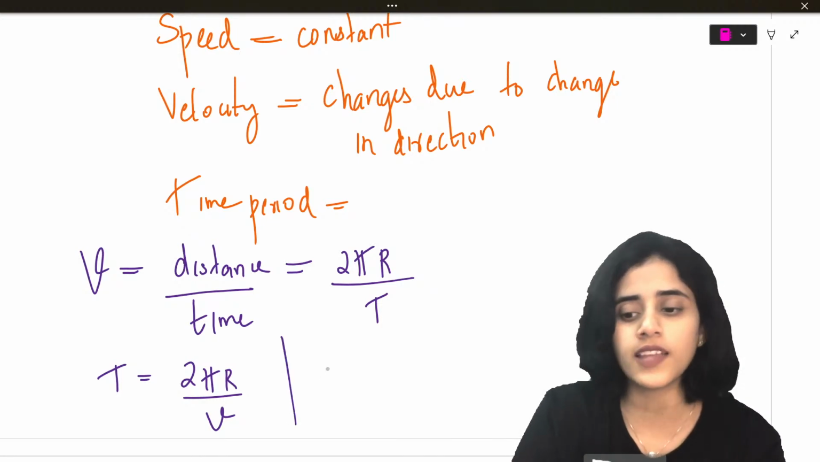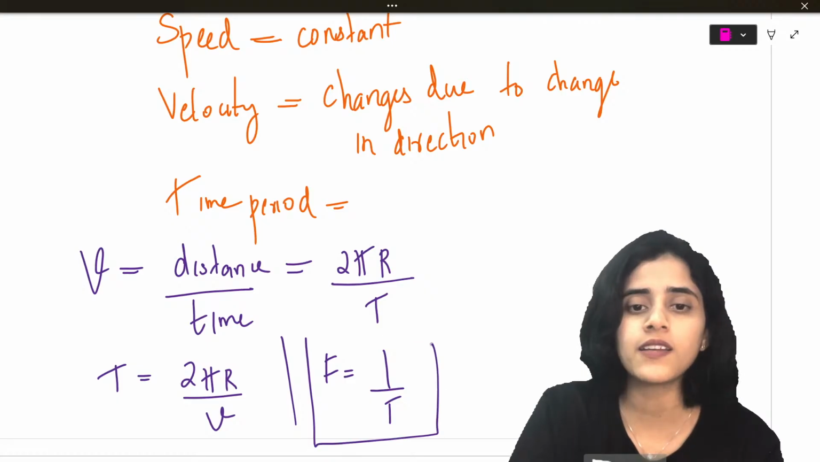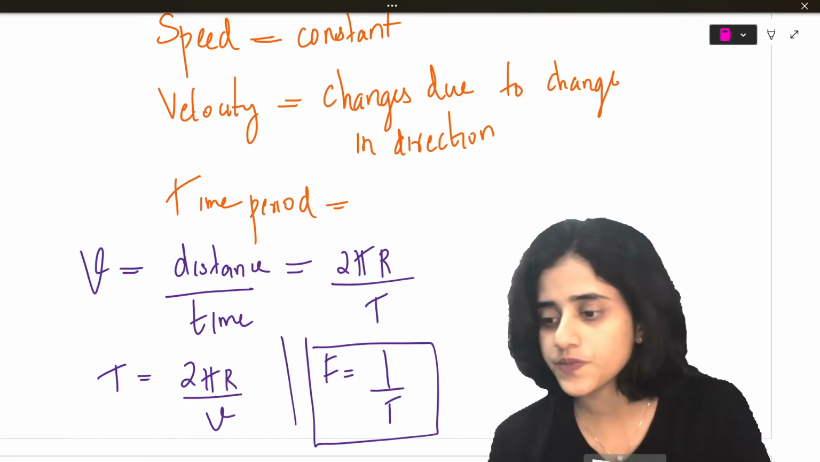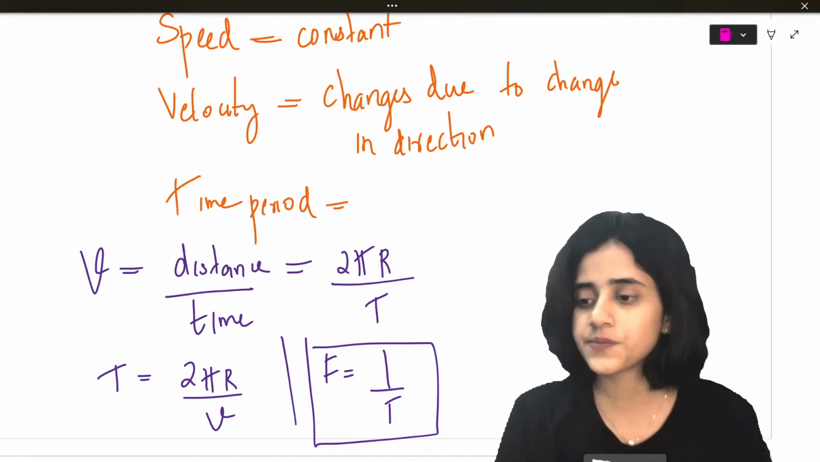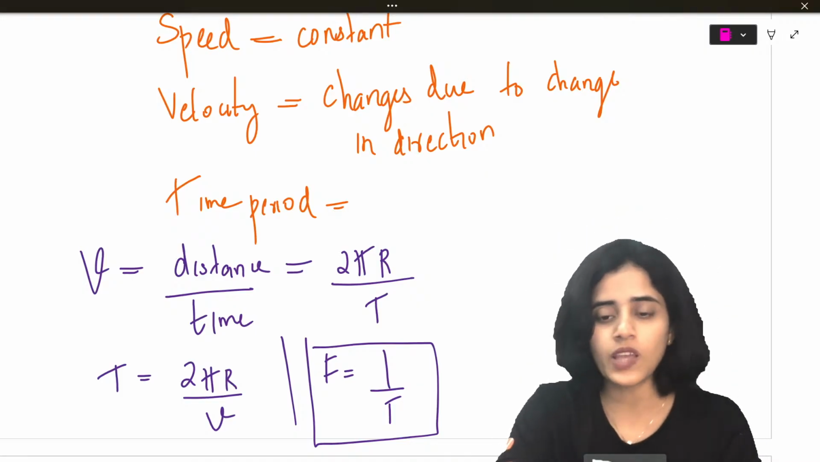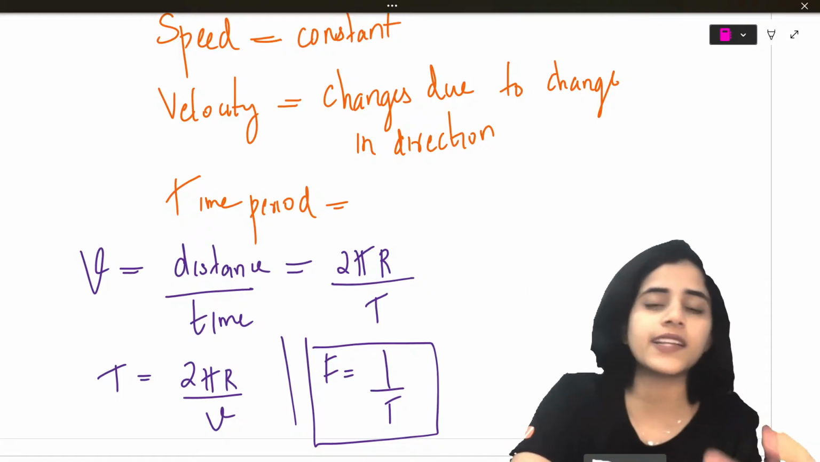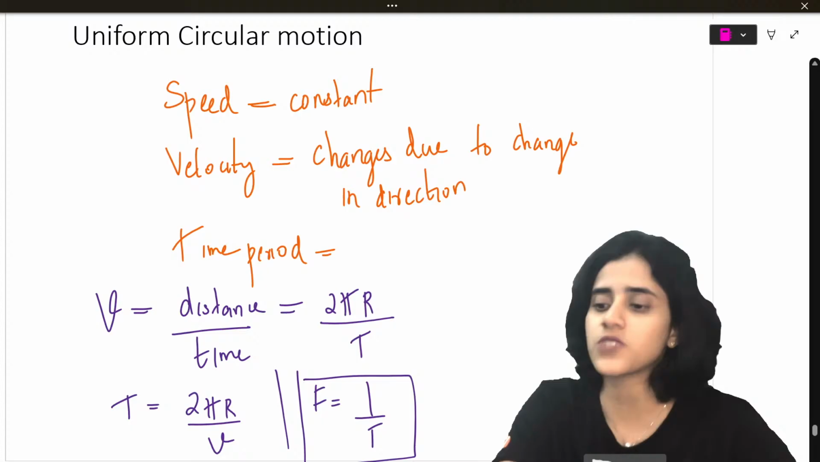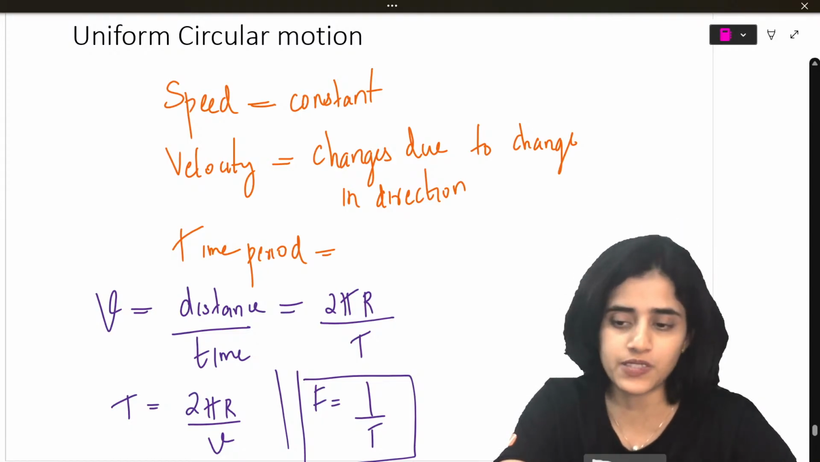You can also say that frequency is equal to 1 by time period. So these are some mathematical terms relating speed and frequency and time for uniform circular motion. These are all very simple topics.